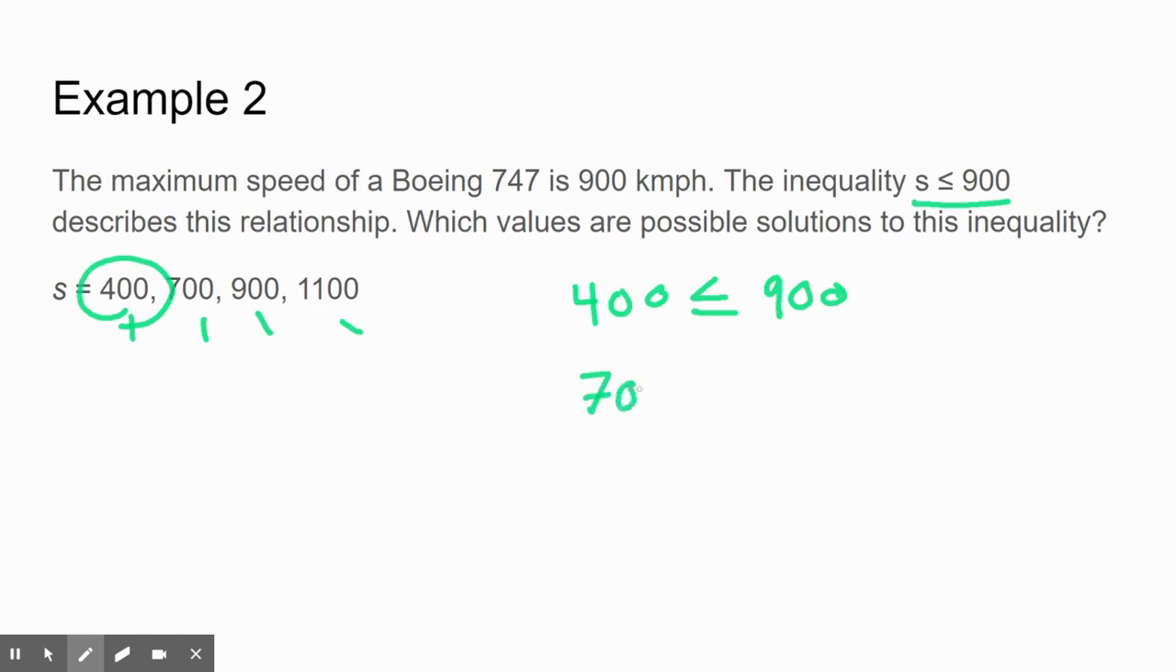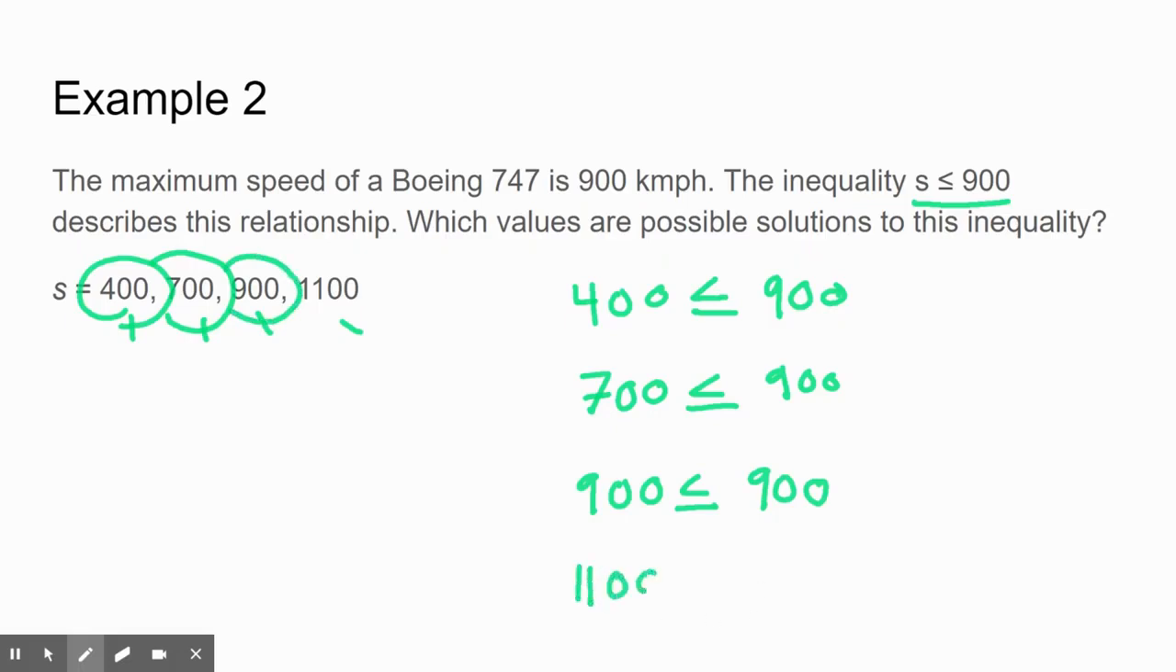How about the next one? Is 700 less than or equal to 900? Again, yes, it works. So we can include that one. How about 900? Well, 900 is not less than, but it is equal to 900. So 900 actually works as well in this case. It is less than or equal to in this case.